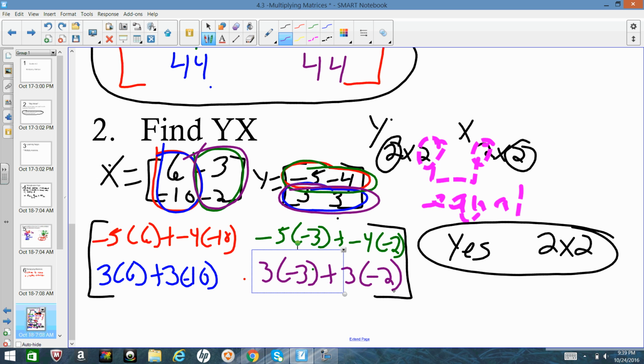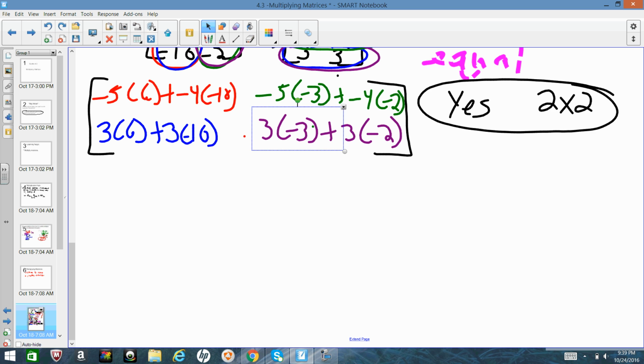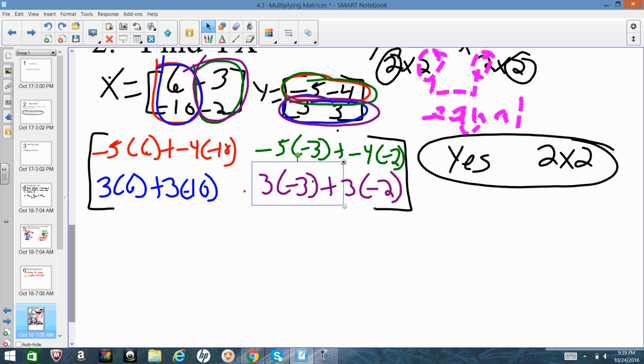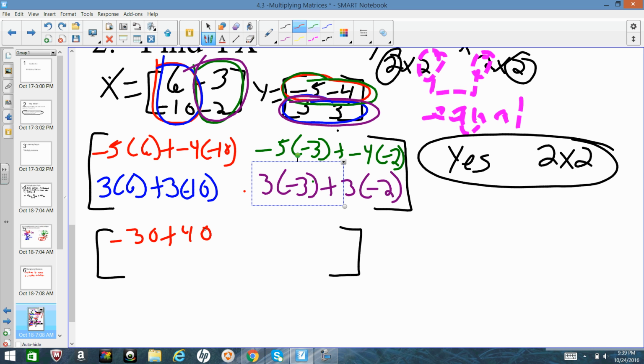We are going to quickly extend the page. Scroll up a little bit. So now all we're doing is basic multiplication and addition. So I would take negative 5 times 6. So I'd have negative 30. Negative 4 times negative 10 would be plus 40. In green, negative 5 times negative 3 would be 15. Negative 4 times negative 2 would be 8.